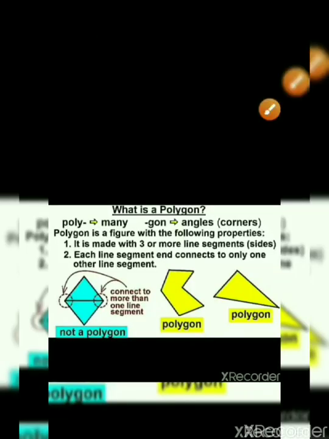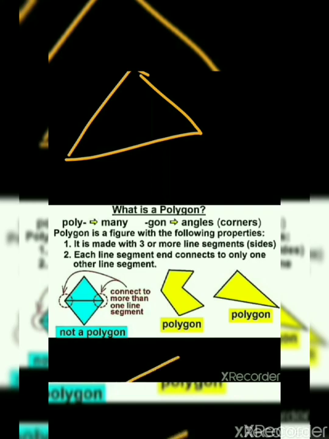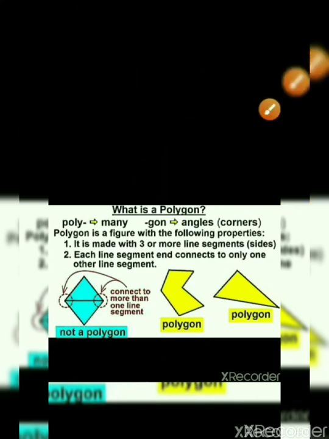You all know when line segments meet, they form shapes. These are closed shapes, and this is an open shape. This is also a shape, but this is open, and this is a closed shape.